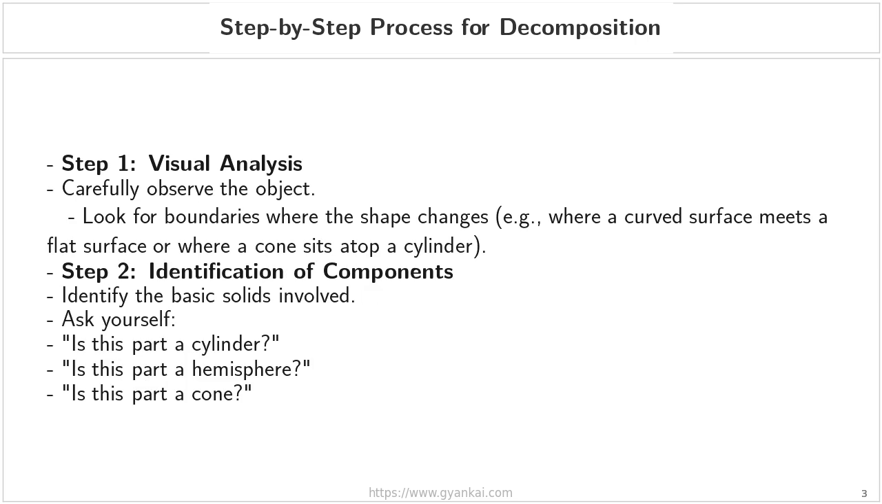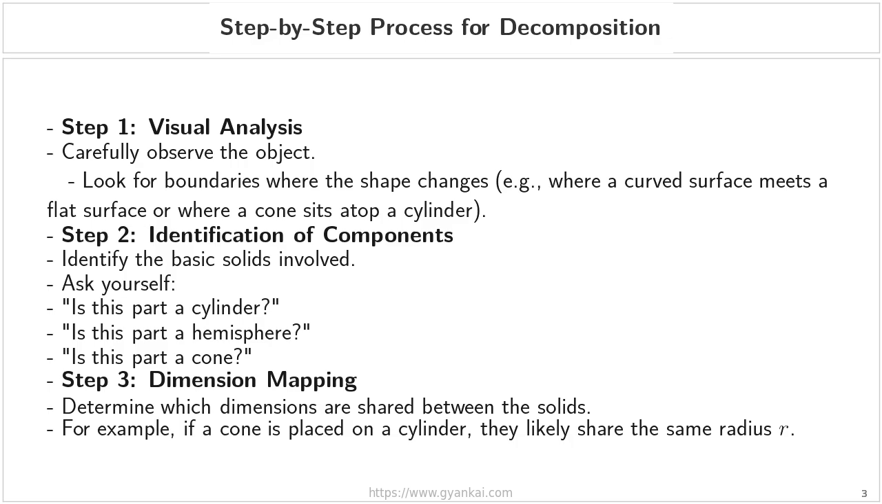Once you've spotted those boundaries, we move to step 2, identification of components. This is where you start naming the shapes you see. You should be asking yourself specific questions. Is this particular section a cylinder? Is this part a hemisphere? Or perhaps this is a cone? The goal here is to strip away the complexity and see only the basic, familiar solids.